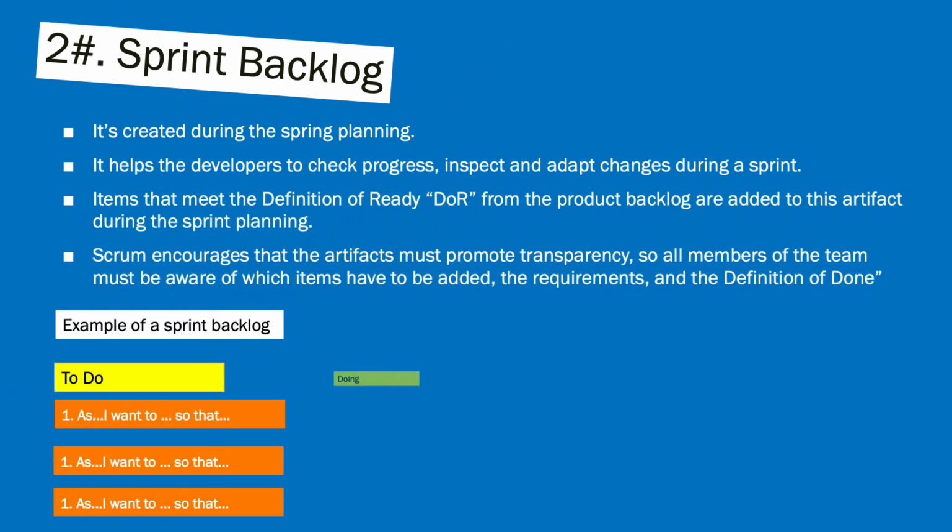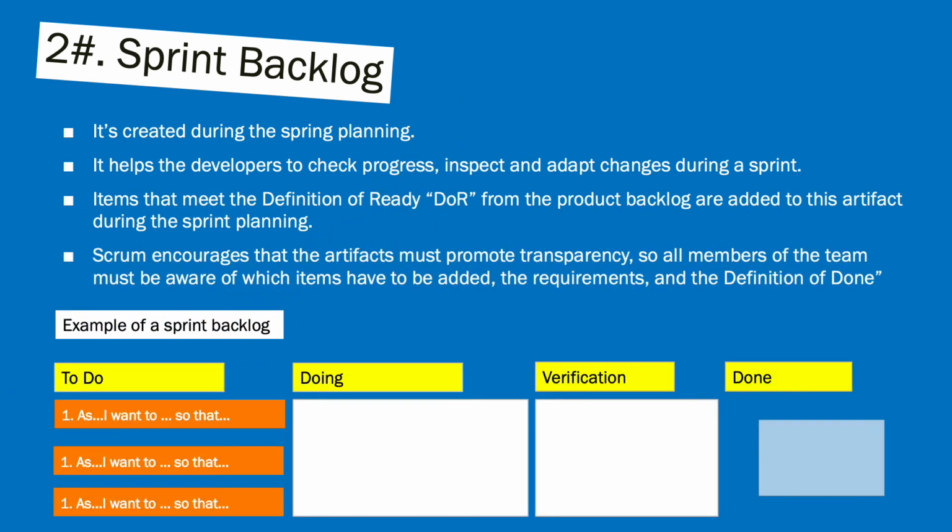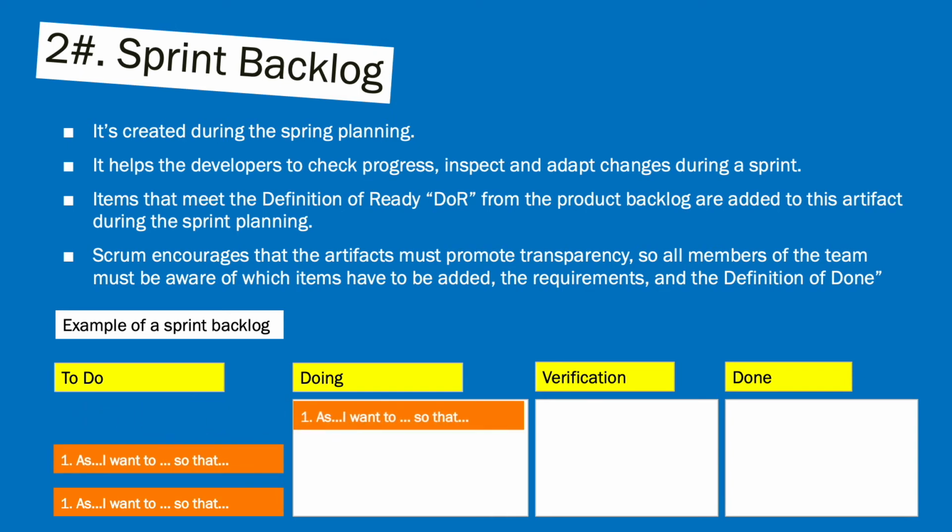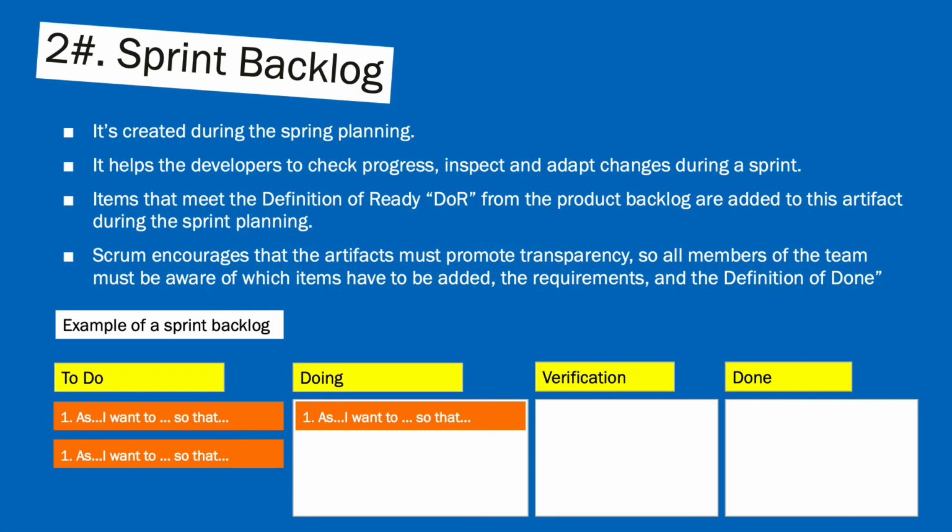A sprint backlog can be broken into sections depending on the workflow you choose, because different teams define their own workflows. For example, it can have a section of to-do, where the user stories that have been picked from the product backlog reside, the section of doing or progress, the section of verification, sometimes the section of test, and finally the section of done.